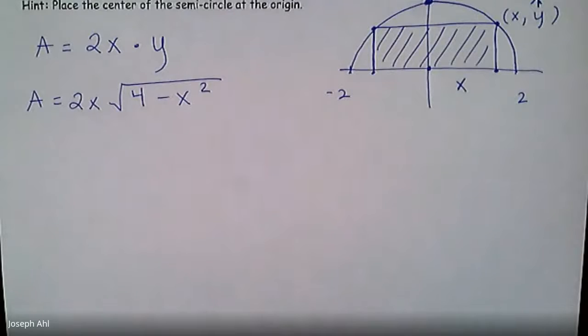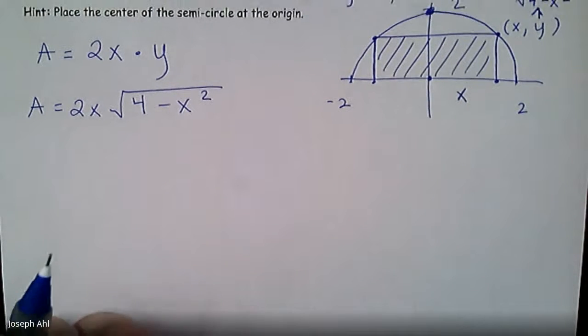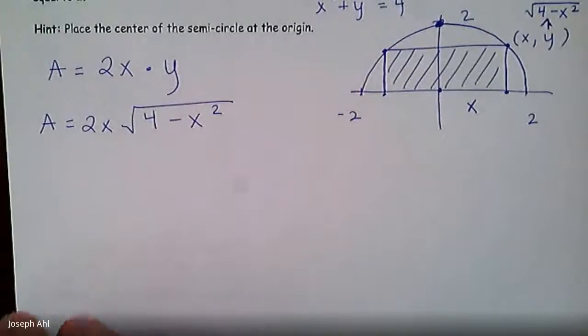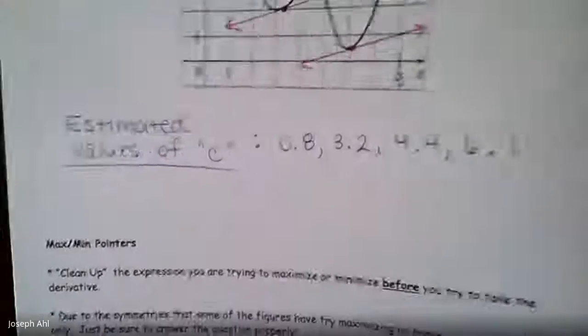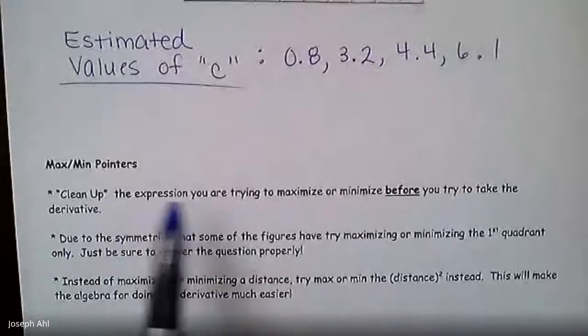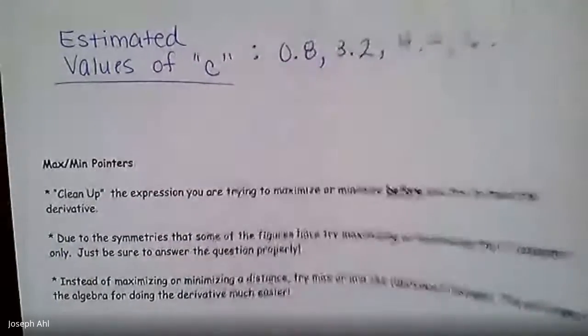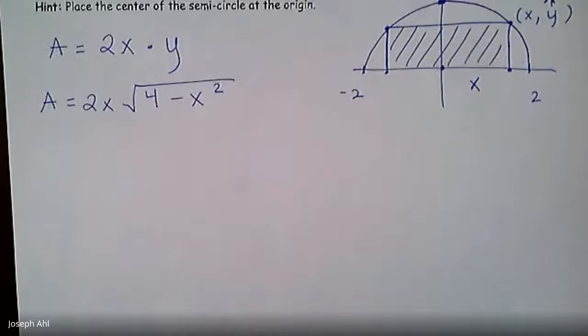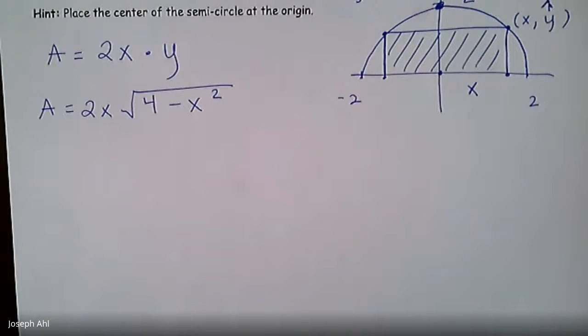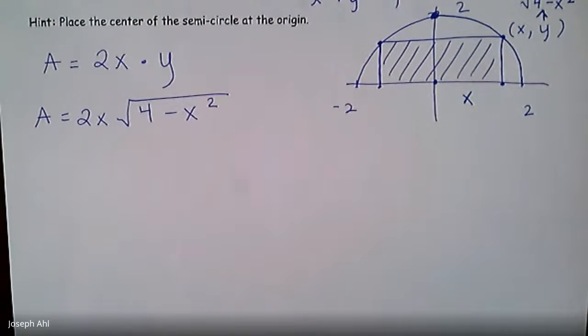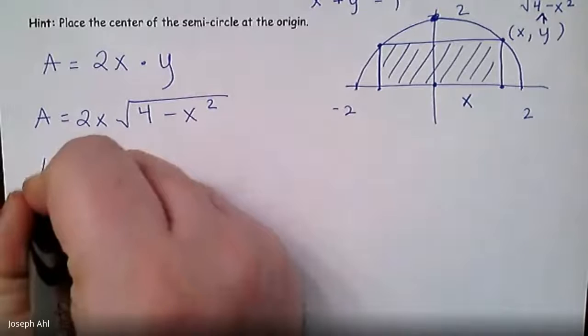Now, in terms of defining that area function, the next thing that we might try and do is find its derivative. And I don't think I'll get to use my pointer in this one necessarily, but it is something to think about. Can we clean up the expression a little bit before trying to max or min? I don't think I can really clean this up too much. I think we're still going to have to use product rule and chain rule to find the derivative. So let's go ahead and do that.